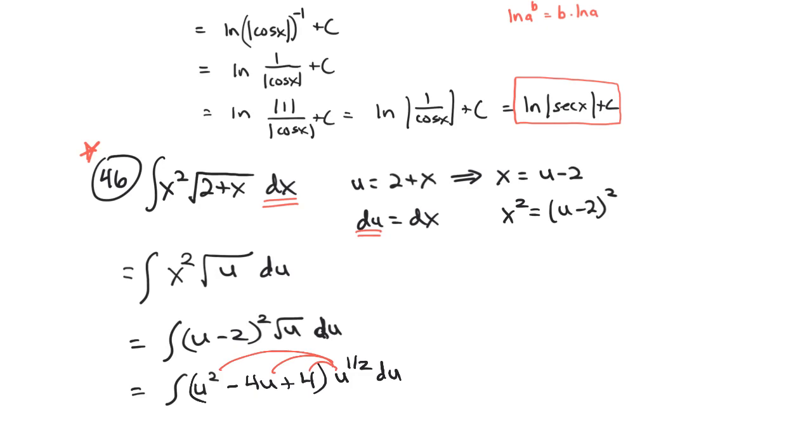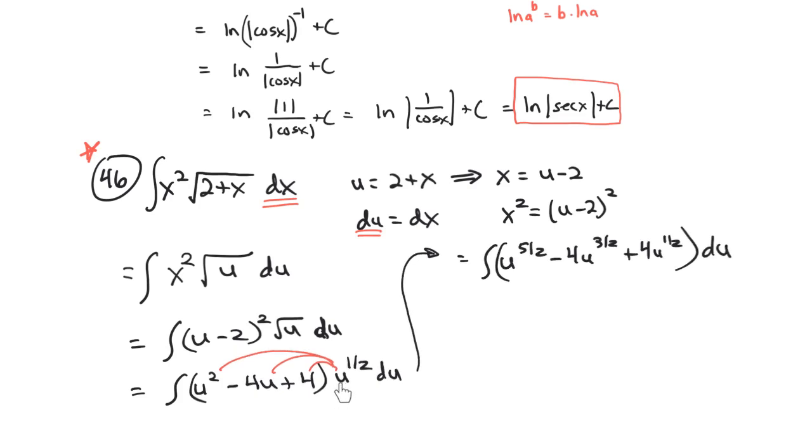Okay, so if we do that, I'll move it up here, we would get u squared times u to the 1/2. So it's like u to the 4 halves times u to the 1 half, so it's u to the 5 halves minus 4u to the 3 halves plus 4u to the 1 half du. So just verify that in your mind that it works. So I distribute u to the 1 half through here. All these powers would increase because I've got 2 plus 1 half, 1 plus 1 half, and then this is just 4u to the 1 half.